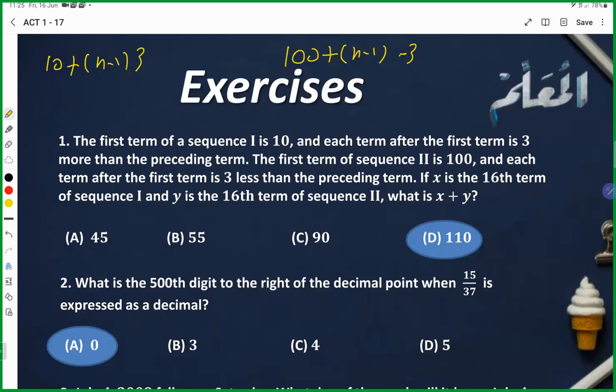What's the question asked now? If x is the 16th term of sequence 1 and y is the 16th term of sequence 2, you need to get the 16th term, so I'm just going to replace n with 16. This one you get 55, and this one you get 55. Straightforward question. They want the sum of the 2 terms, which is 110. So always remember, focus on the arithmetic sequence.